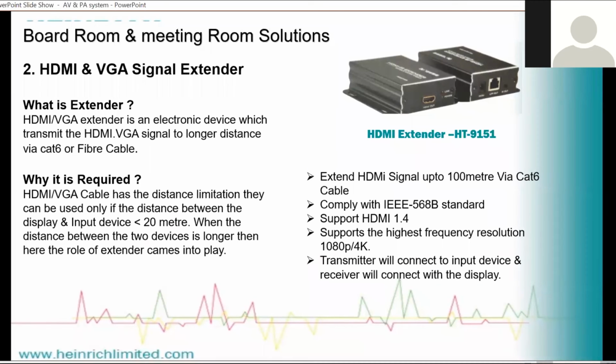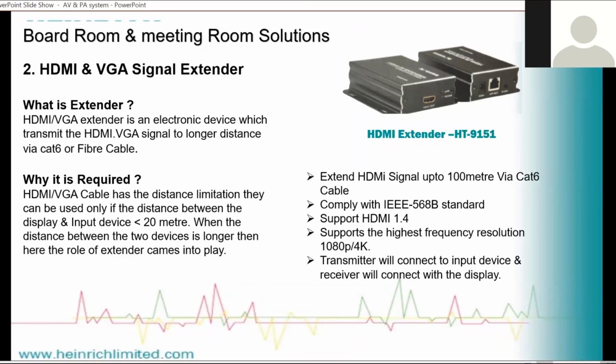Then we have seen the HDMI and VGA signal extender. In a conference room, the HDMI cable has a limitation and won't work after 15-20 meters. If the distance between your inputs and the rack is more than 20 meters, you have to consider an HDMI and VGA extender.